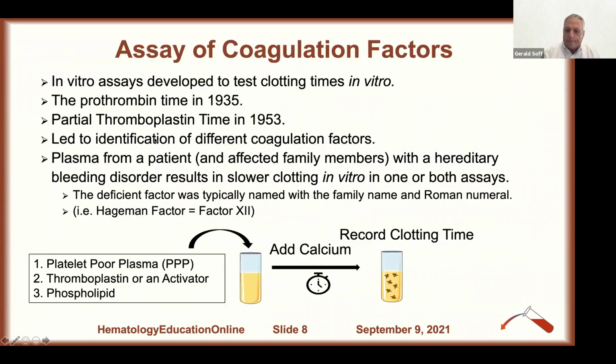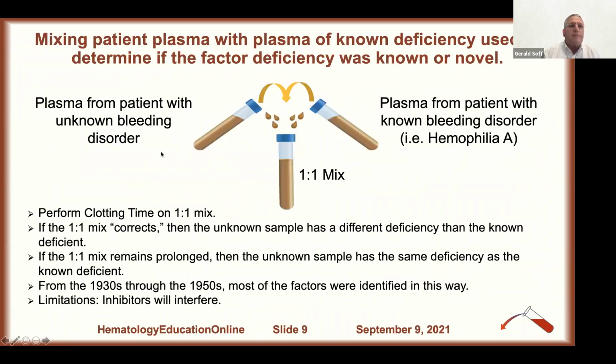So we would take plasma from a patient with a known bleeding disorder, factor 8 or hemophilia A, and we would add plasma from an unknown, shown here, do a one-to-one mix. And basically, if the levels of any factor is about 50% or higher, the one-to-one mix would be normal. So if you had factor 8 and factor 9, the one-to-one mix would be normal. And that was the concept here.